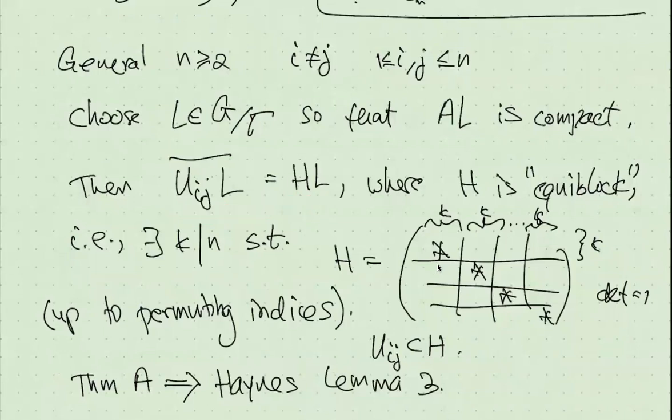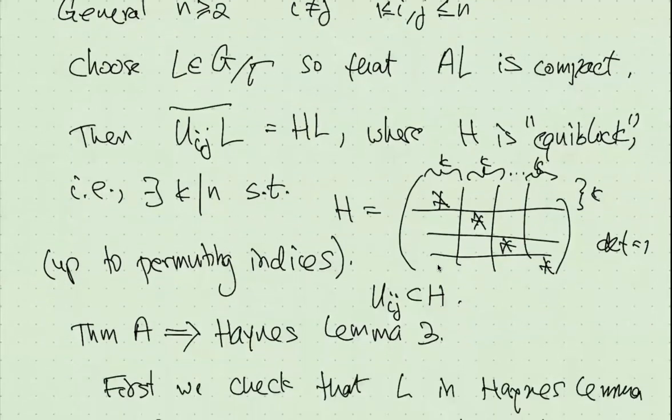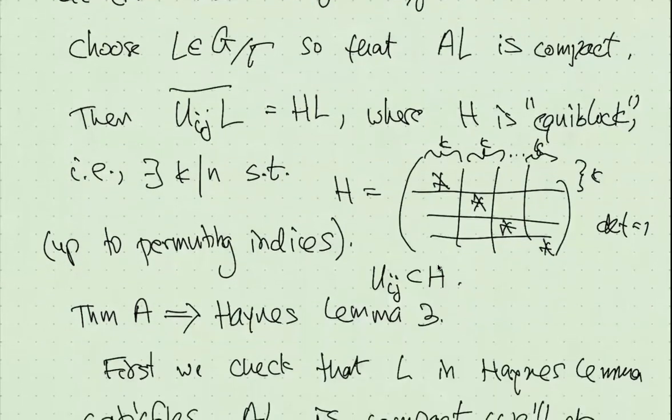Can I ask something? Sure. So, for instance, if n equals 4 and k equals 2, HL does not coincide with GL, right? It could. It depends on H. In the case that you're mentioning, there's a third possibility, 2 by 2 matrices, and in that case, they will not coincide.